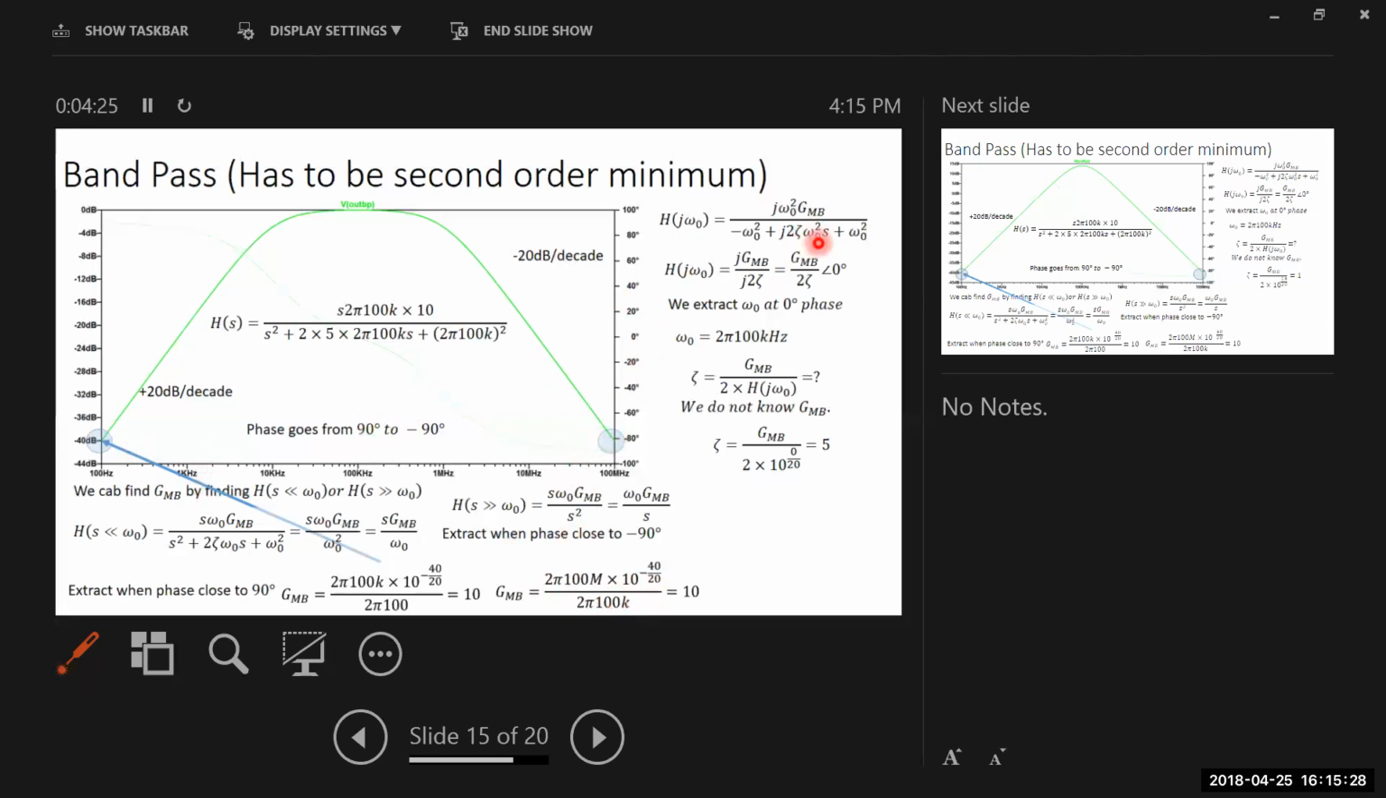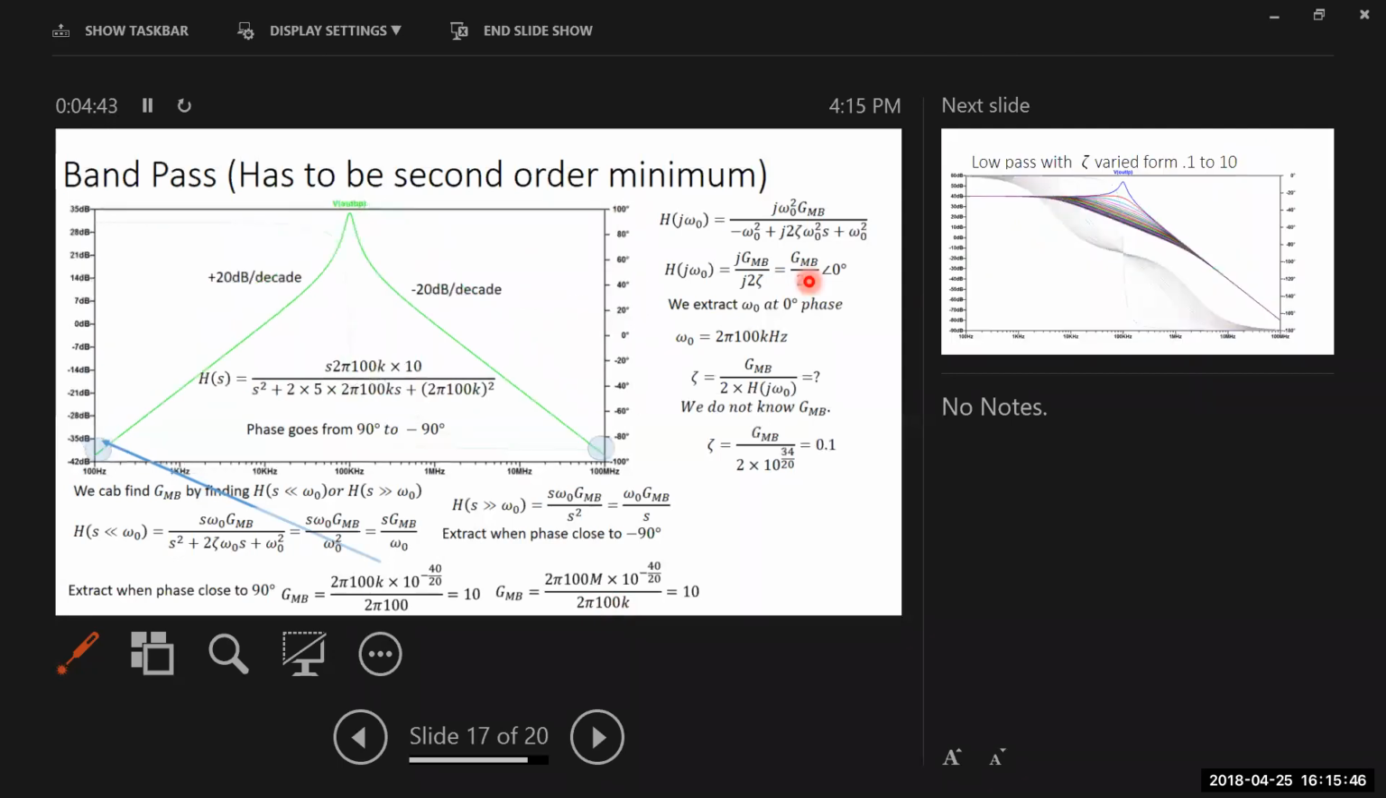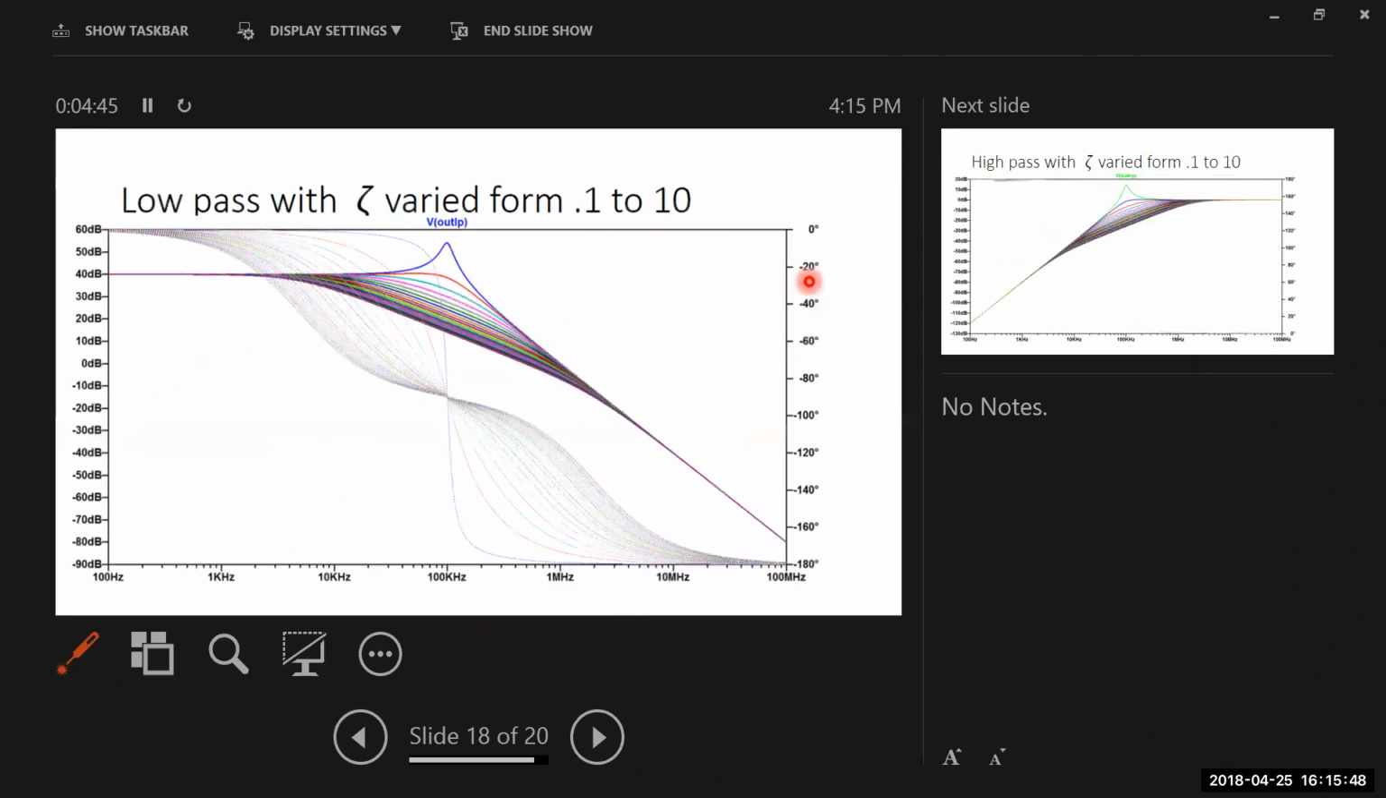Fine. Then once you have that, instead of finding the damping coefficient at plus 90 or minus 90, you find it at 0. Now, as you get more and more underdamped, it narrows. And here's the damping coefficient from 0.1 to 10. There you can see a peak, then it flattens, and then you see 2 breakpoints.